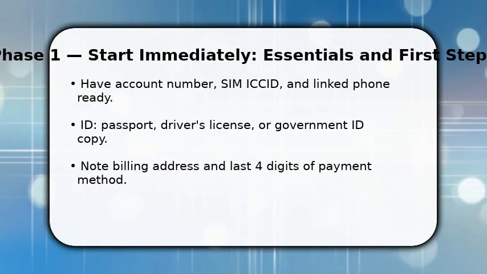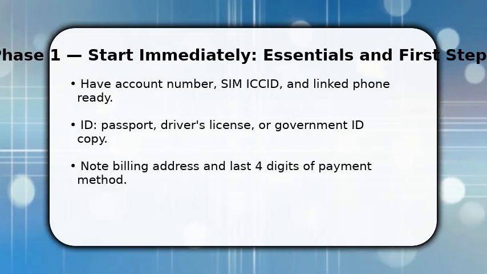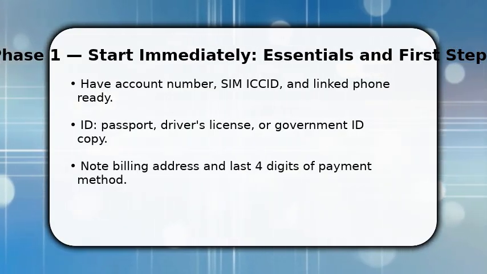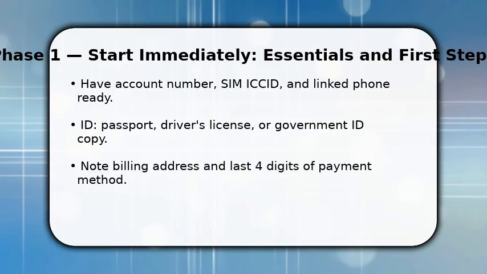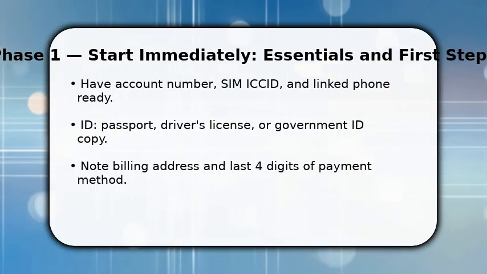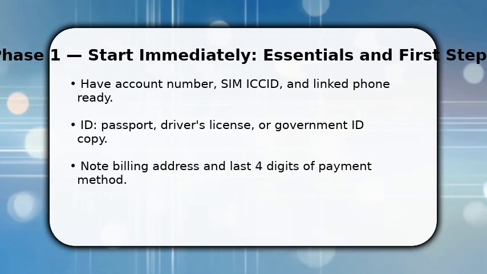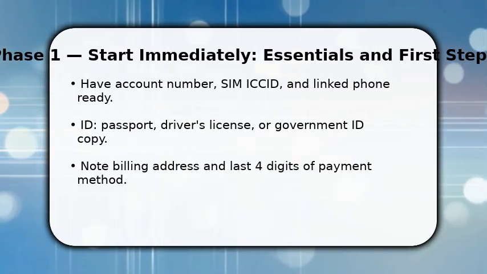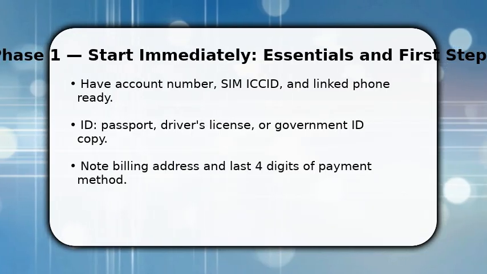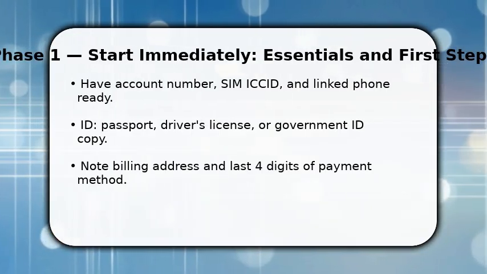You start by confirming identity and account details because carriers will verify ownership. Have the SIM ICCID and the account number visible. Also keep your government ID ready for photo or reference. Once done, sign into the carrier portal or open the support chat. This proves you control the account.